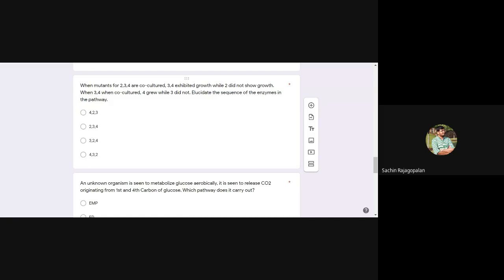Is that very clear? Now, to find the order between 3 and 4, we have to co-cultivate 3 and 4. In that, it was found that 4 grew but 3 did not. That means 4 comes before 3, because whatever intermediate 3 is metabolizing and accumulating, 4 is using it to grow. So 4 is somewhere first in the pathway, then comes 3 and then comes 2. So 4 3 2 is going to be your correct answer.